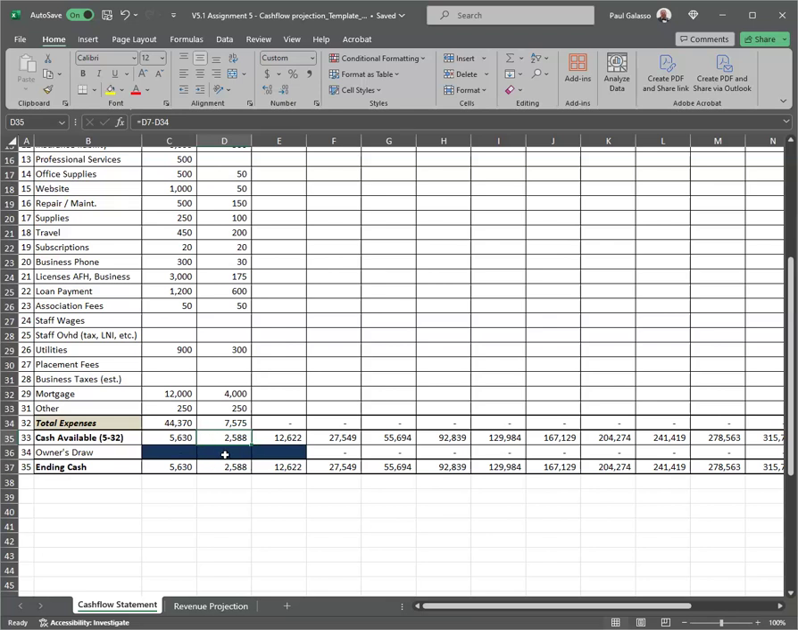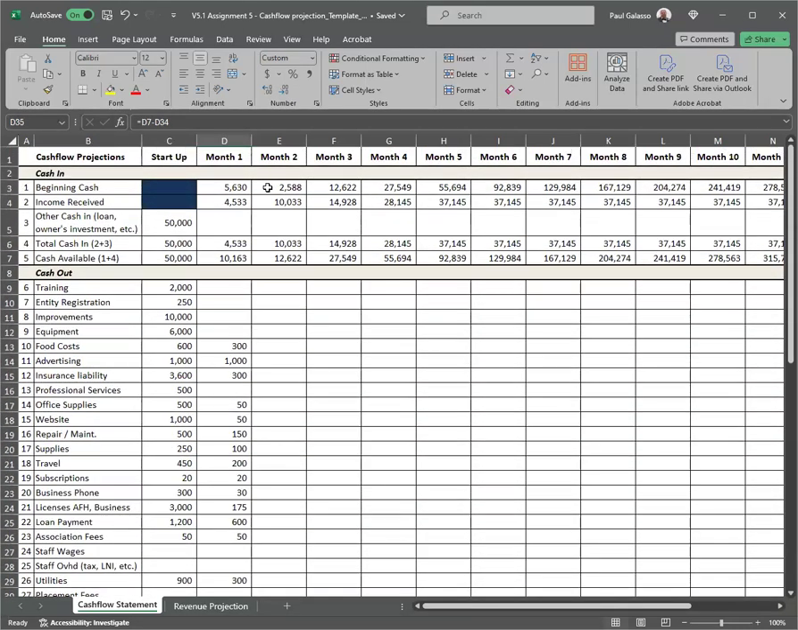So again, the first couple of months, we're not going to take any owner's draw. We have saved personally to cover our personal expenses while we get our business started. So our ending cash in month one is $2,588, all right? Because our cash available minus owner's draw of 0 leaves us $2,588. Ending cash from month one is the beginning cash for month two. Remember, always the ending cash from one month is the beginning cash for the next.